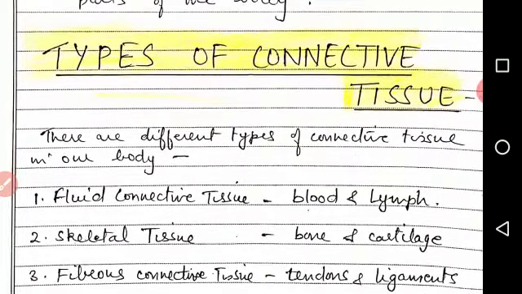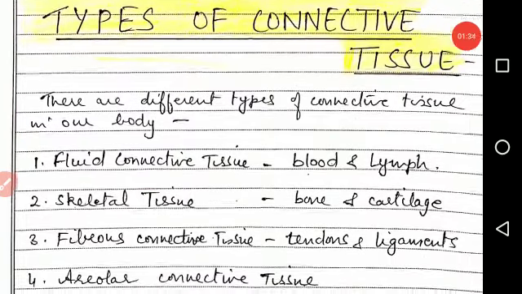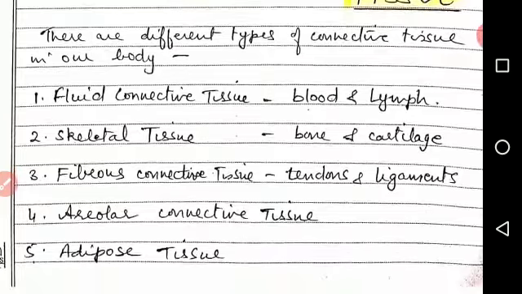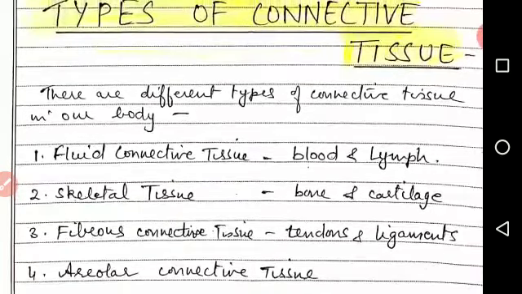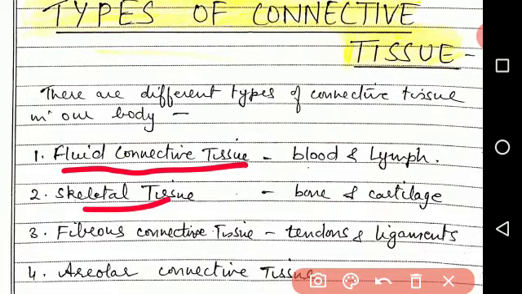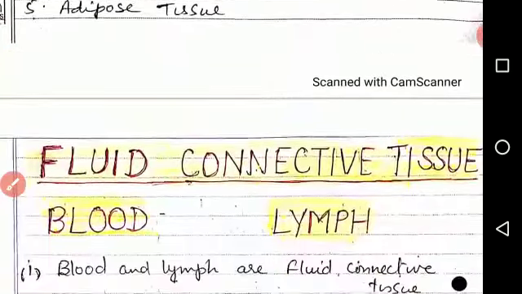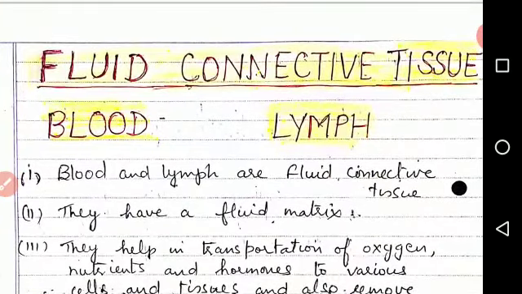So now types of connective tissue. There are different types of connective tissue in our body. First is fluid connective tissue, second skeletal tissue, third fibrous connective tissue, fourth areolar connective tissue, and fifth adipose tissue. So today we will be dealing with fluid connective tissue and skeletal tissue. So first let us start with fluid connective tissue.